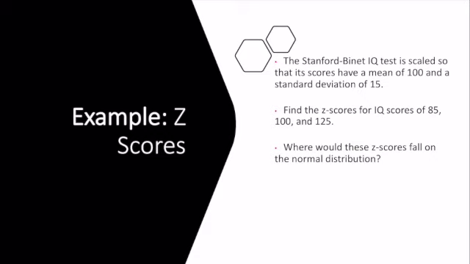So let's calculate some Z-scores. The Stanford-Binet IQ test is scaled so that its scores have a mean of 100 and a standard deviation of 15. Let's find the Z-scores for a value of 85, 100, and 125. So Z is our sample value, not with a bar over it, minus our population mean over our standard deviation. So for 85, I would have 85 minus 100 divided by 15. So I get negative 15 divided by 15, which is negative 1.